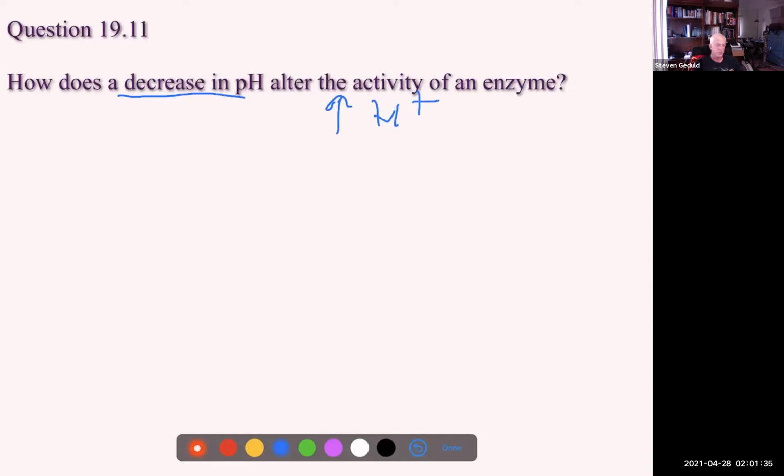It's going to make it work less, because if you're putting H plus there, that's going to change the active site, because the active site is held together by, say, hydrogen bonds. Now you're putting a hydrogen on there, and you're getting rid of the hydrogen bond. So the active site shape is going to change.